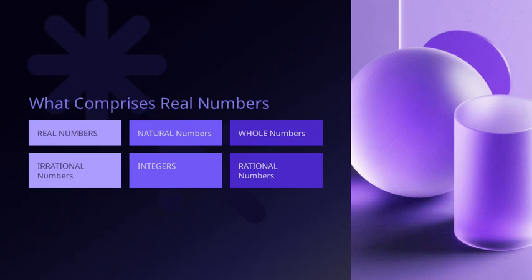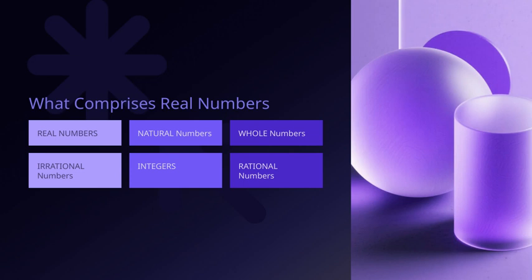Let's take a closer look at what comprises real numbers. When we talk about real numbers, we're referring to all the numbers that can be found on the number line. Within this broad category, we have several important groups. First, there are natural numbers, which are the counting numbers like 1, 2, 3, and so on. These are the basic building blocks of numbers used in everyday counting. Next, we have whole numbers, which include all natural numbers plus 0. 0 is quite special because it separates positive from negative numbers, and it's essential in many mathematical concepts.